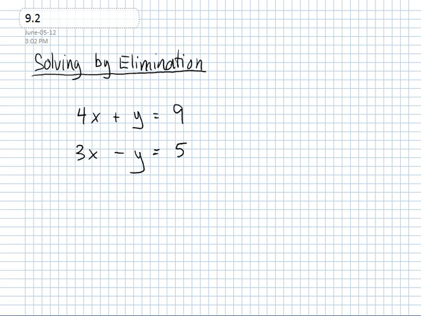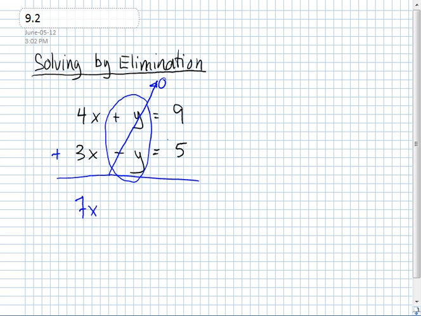What we're going to do instead is add these two equations together. The reason I'm adding them together is I want you to notice that my y terms are going to cancel out to 0, because positive y minus y is just 0. But if I add the other two terms, 4x and 3x equal 7x, and 9 plus 5 is equal to 14, well, that's a really simple equation to solve. Just divide both sides by 7, and you get x equals 2.